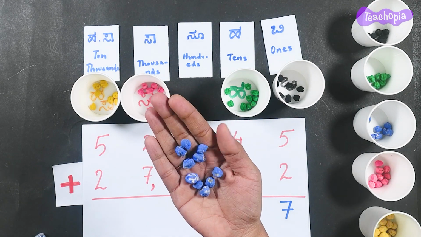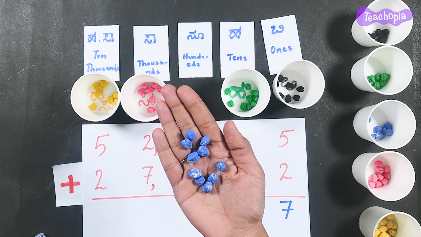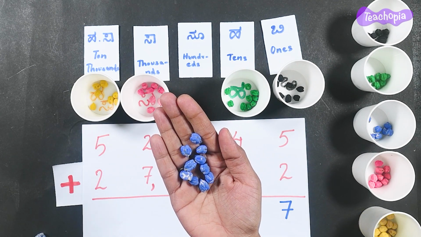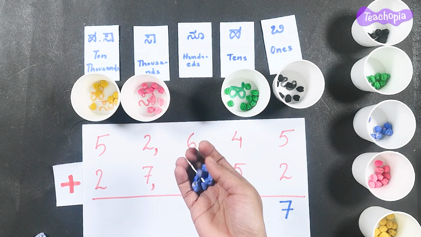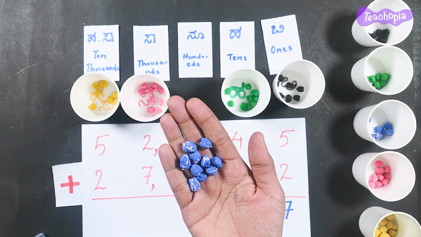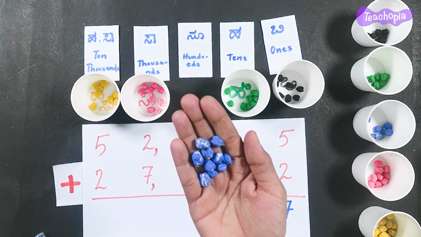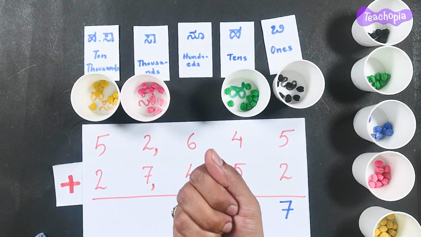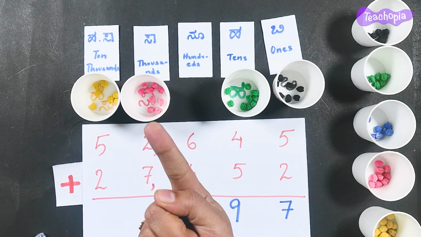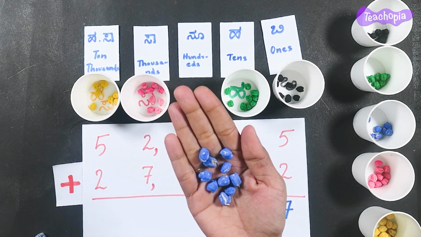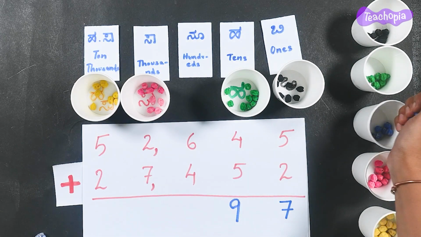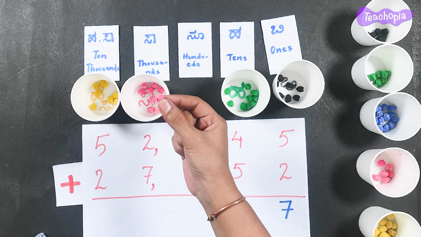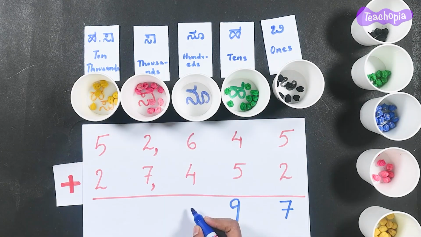The number of grains will be 6 plus 4, which is 10 grains. But in any place of a number, we can write only one digit. Here, the 10 blue colored grains represent 10 hundreds. We can make 10 hundreds into one group. This one group of 10 hundreds can be written as 1000. So, we shall put these 10 blue colored grains back and take one pink colored grain to represent 1000. We shall put this one pink colored grain in the thousands place.